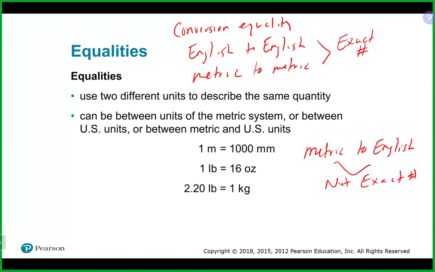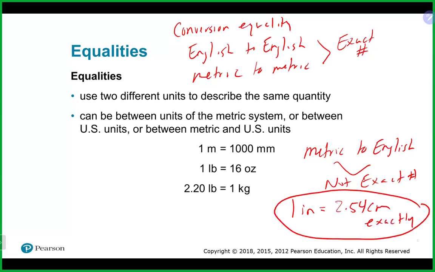There are a few that are considered exact crossovers, and probably the most common is 1 inch equals 2.54 centimeters. So this one is an exception to the metric to English conversion. If you do have that one, you can ignore it. You don't have to worry about it.